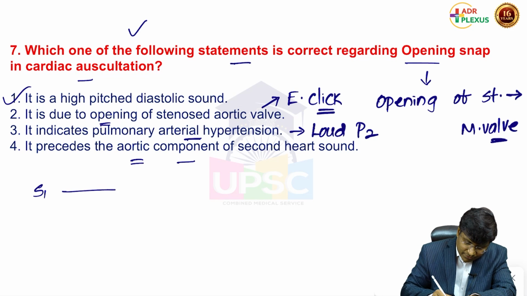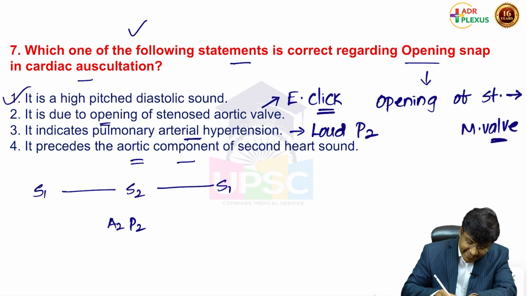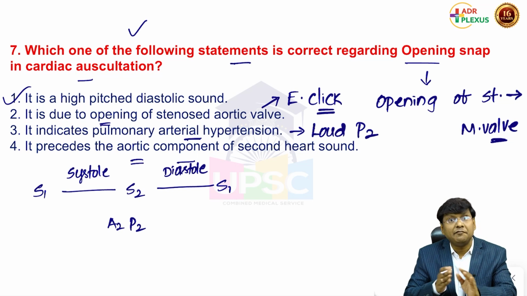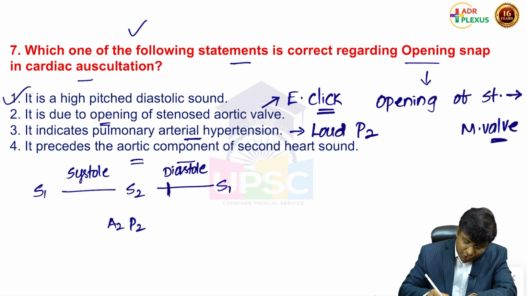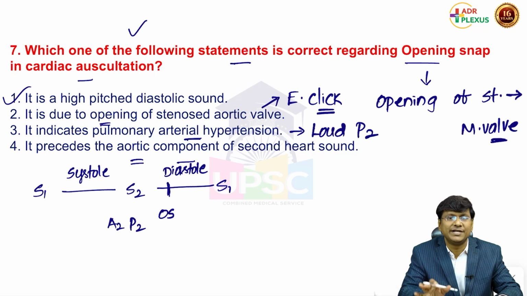So you take the first heart sound, then the second heart sound, and then again the first heart sound. In the second heart sound you have A2 as well as P2, the aortic component and the pulmonary component. Between S1 and S2, this phase is the systole. Between S2 and S1, this phase is the diastole. So after A2 you will hear the opening snap, because the mitral valve opens during the diastole. So it is heard after A2, not before A2, and it is a diastolic sound.